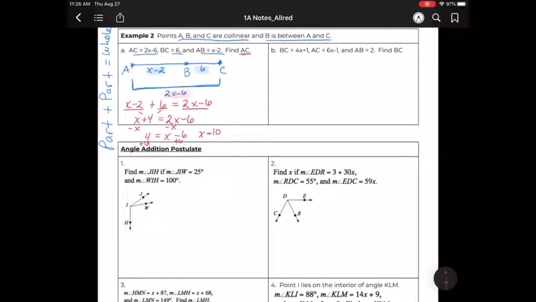But that's not the final answer. They ask you to find AC. That means the length of the segment AC. So I'm going to go up here and write AC equals, and I'm going to take this expression, 2x minus 6, and replace x with 10. Well, then I just multiply. 2 times 10 is 20, because we have to multiply before you subtract. Remember PEMDAS. 20 minus 6 is 14.